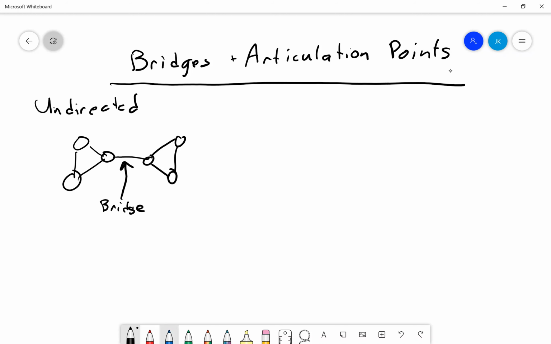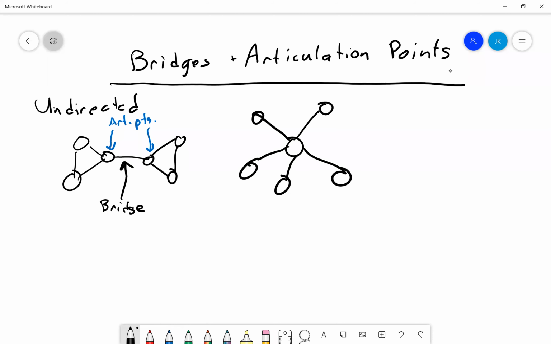And likewise, articulation points are vertices where if you remove them, it will disconnect the graph. So both that and that are articulation points, because if you remove either one of them, then the graph breaks up into two different parts. Now, if you have an articulation point, you can imagine some graph like this, where if I remove this central one, it might break it up into many different components. So I might go from one component to five different components if I remove that one vertex. If you remove a bridge, it always separates one component into two, so it just increases the number of components by one. But an articulation point can break it up into several components.